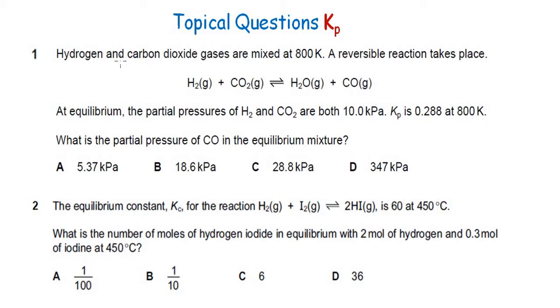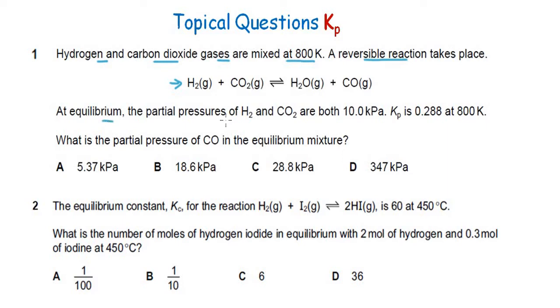Let's start with the first question. The first 5 questions are MCQs, so let's discuss those MCQs first and then we will come across the subjective questions also. The first MCQ is: hydrogen and carbon dioxide gases are mixed at 800 Kelvin. A reversible reaction takes place and the reaction is given here.